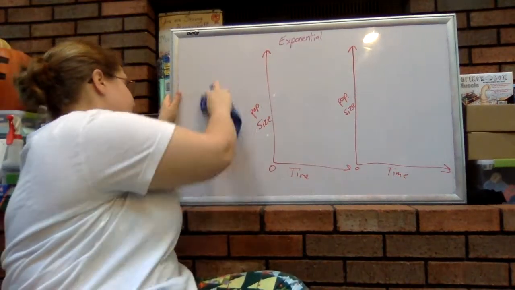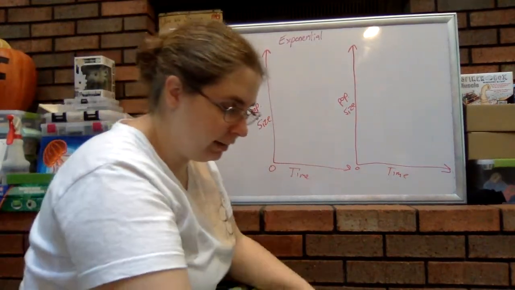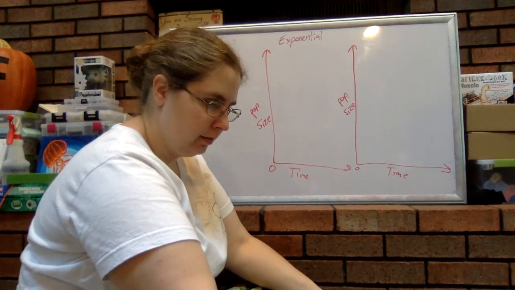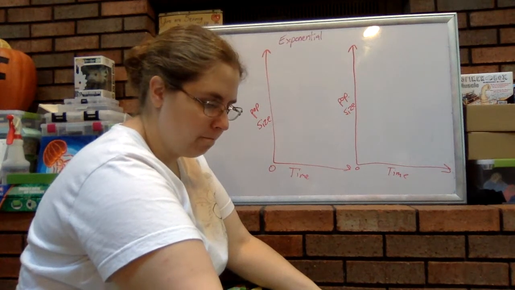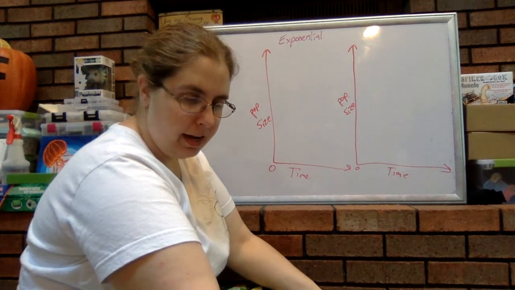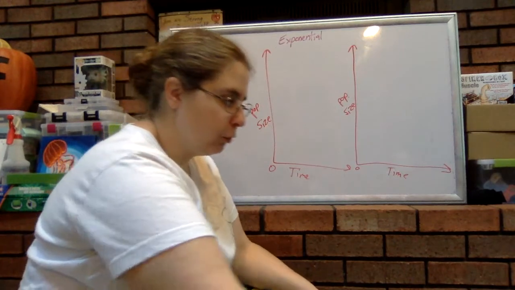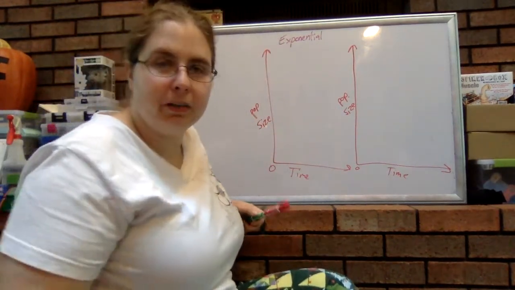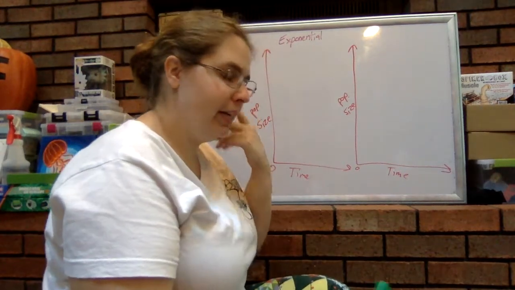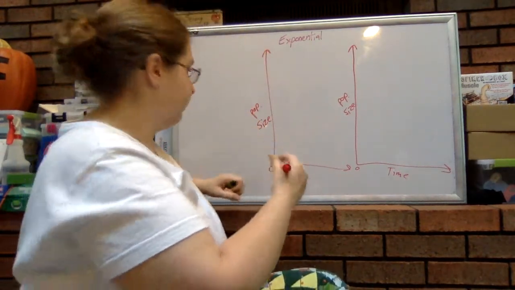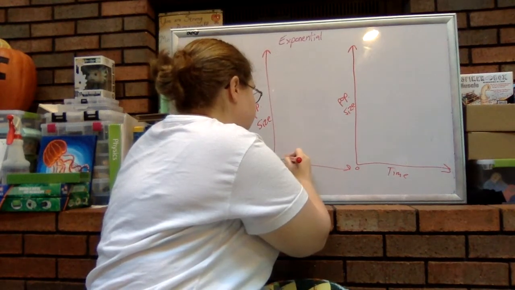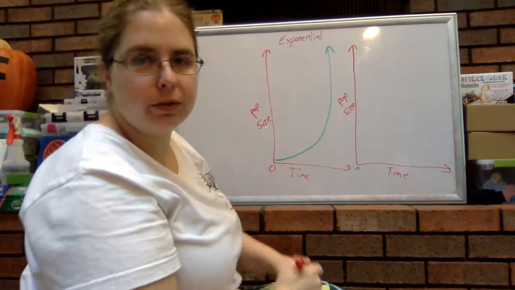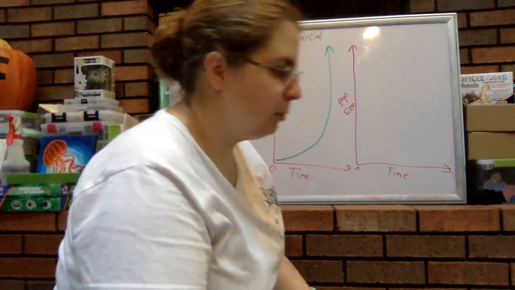So we tend to see this kind of growth in situations where the resources appear unlimited. Since the resources appear unlimited, there's nothing to really hinder the growth, so they just keep going and going and going. So you're going to see this sharp curve upward. So that's what exponential growth is.